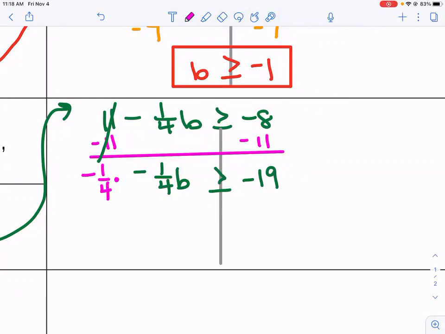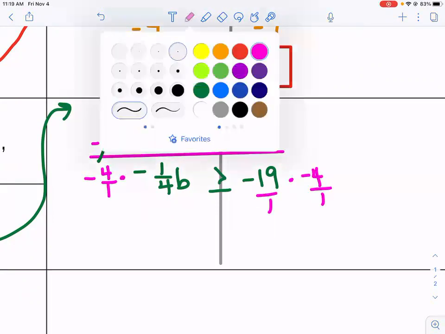Okay, so you want to divide by -1/4? So how do you take -19 and divide it by -1/4? Oh, well, that's a problem then. So I agree that you want to divide by -1/4, but when it's a fraction, dividing by a fraction is the same as multiplying by its reciprocal. That's okay. That's why we talk about it.